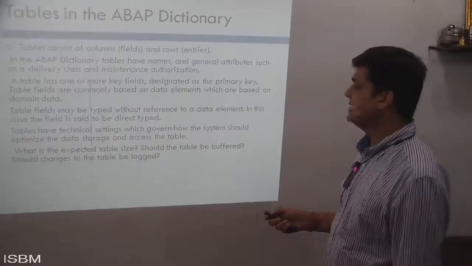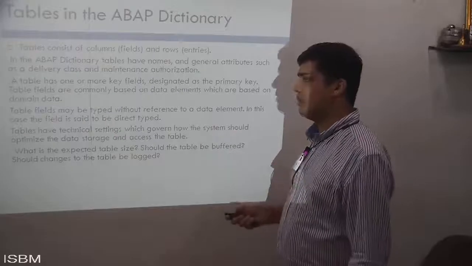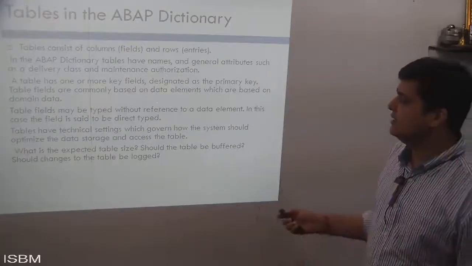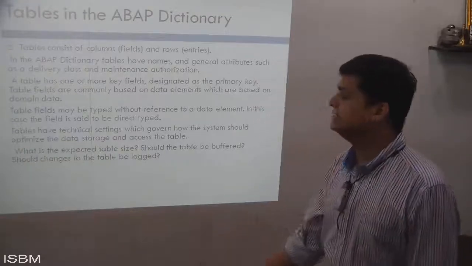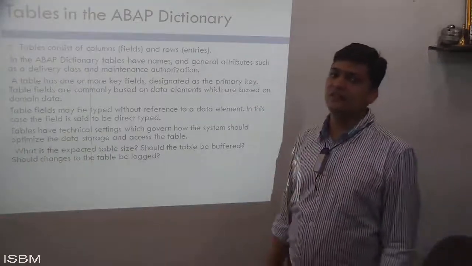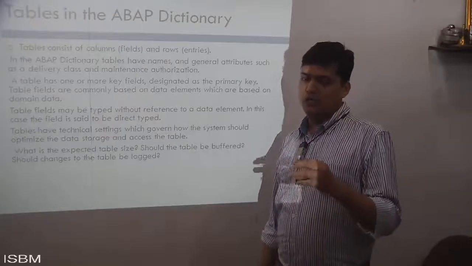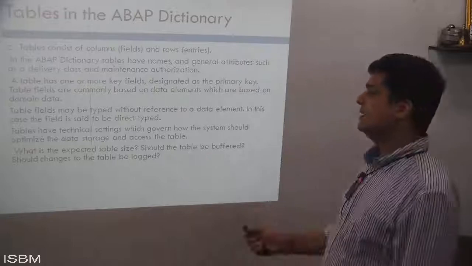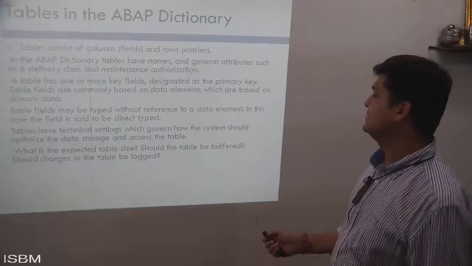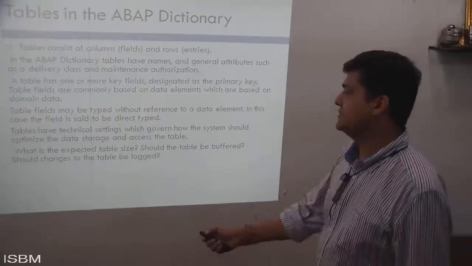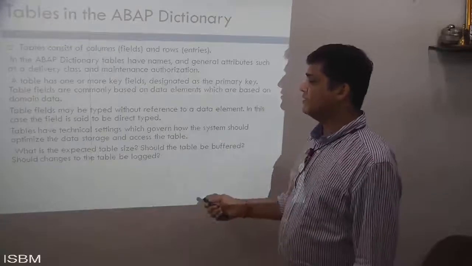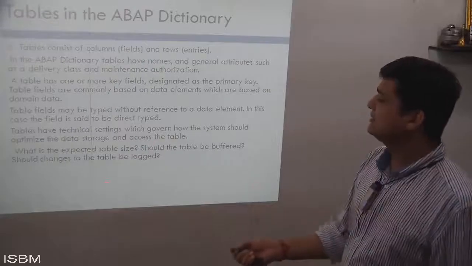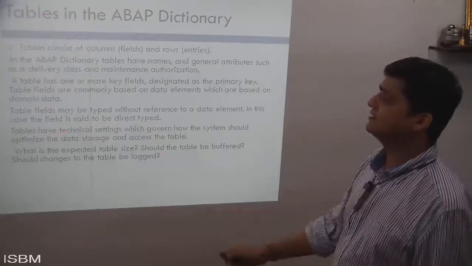Tables have a technical setting which governs how the system should optimize the data storage and access of the table. There is a setting called the technical settings. In the technical settings, we will provide the size of the memory and other things. What is expected is the table size, whether it is buffered or not, and whether changes to the table should be logged or not.